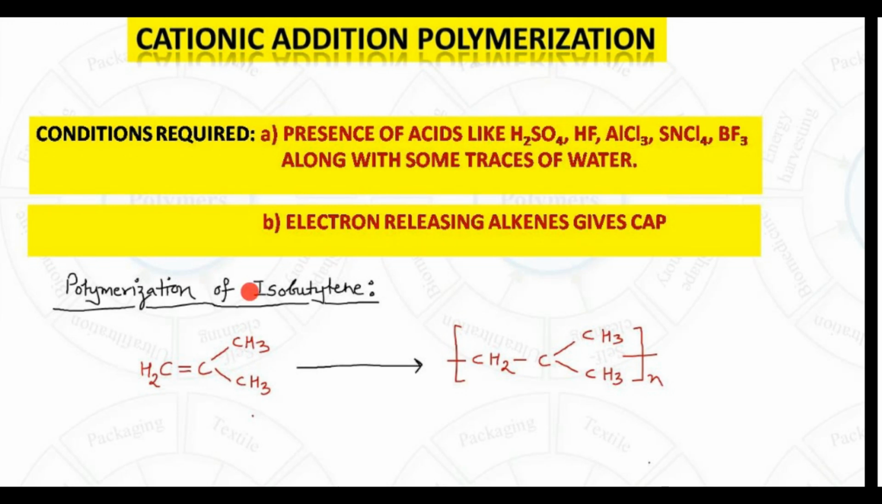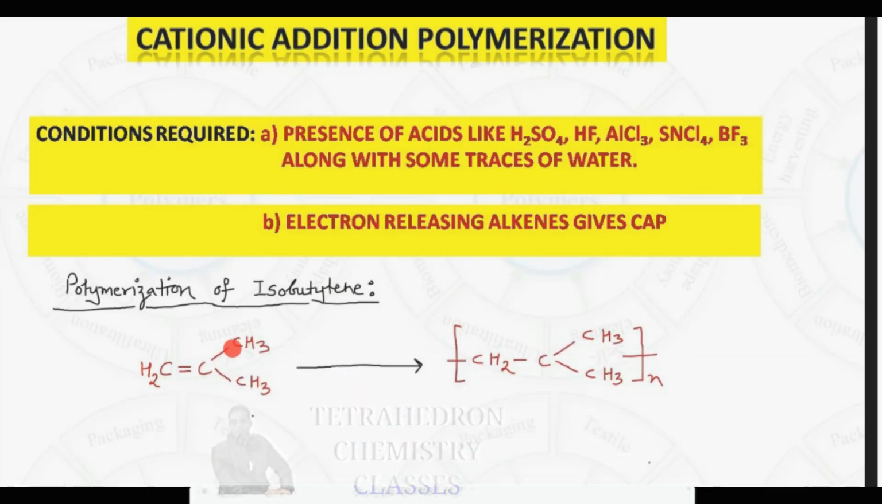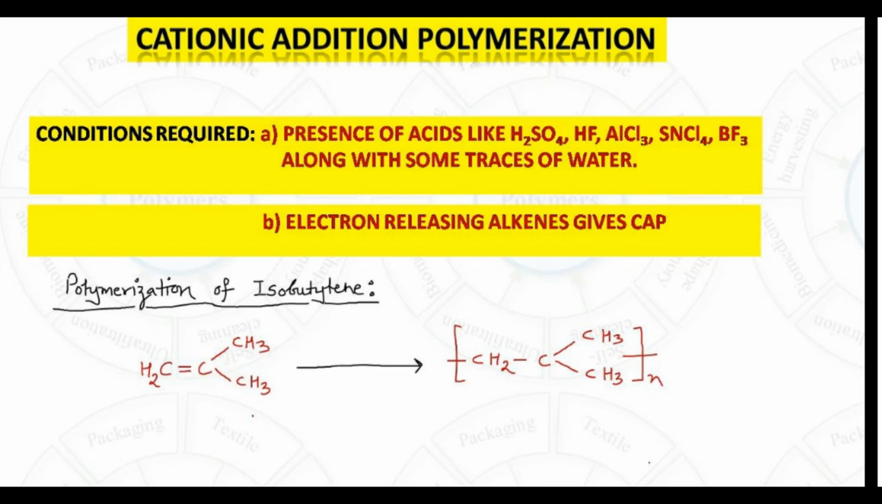An example is isobutylene. I am taking the polymerization of isobutylene, which will give you the polymer polyisobutylene. Here you see CH2 double bond C, where both hydrogens of the alkene are substituted with alkyl groups, two methyl groups, CH3 and CH3. So this is isobutylene, and you know these are electron releasing groups. That means they will push electron density towards this system, and the electron density on this carbon atom will be very high. If you subject this isobutylene to polymerization, you will get polyisobutylene, right?